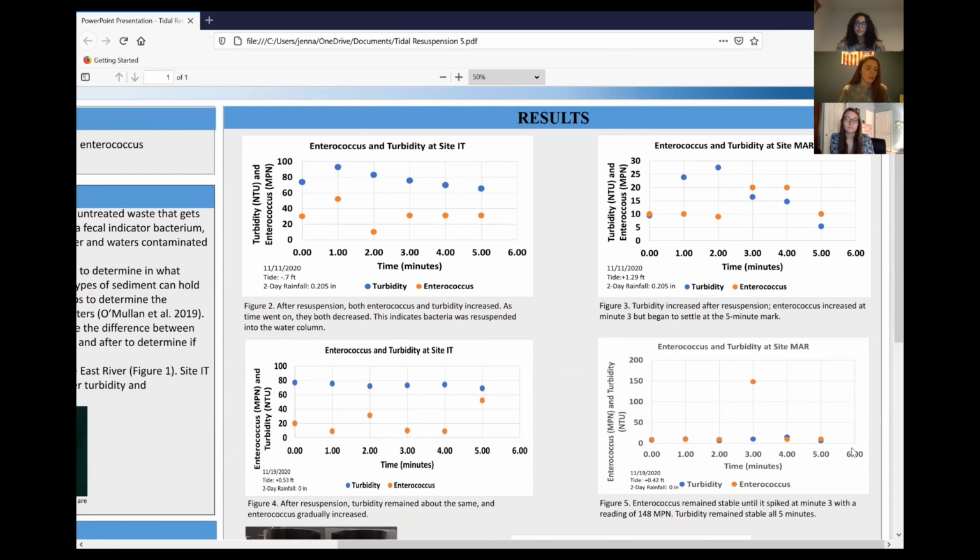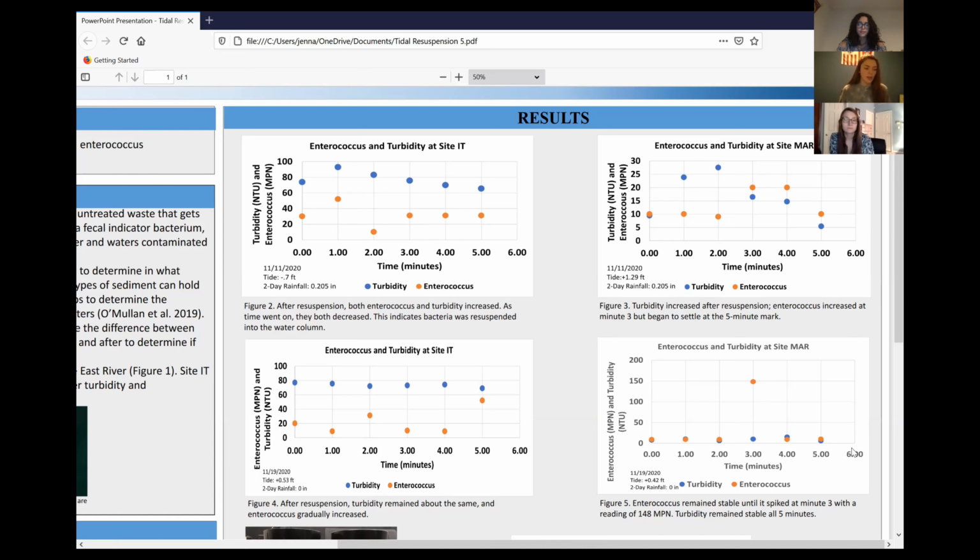Our first sampling day was November 11th, and that was our wet sample. It rained 0.205 inches. In Figure 2 at Site IT, turbidity increased from 73.8 to 92.9 NTU, and Enterococcus increased from 30 to 52 MPN after disturbance. In Figure 3 at Site MAR, turbidity increased from 9.4 to 23.8 NTU, and Enterococcus stayed the same at 10 MPN after the initial disturbance, but eventually settled down at minute 2 to 9 MPN.